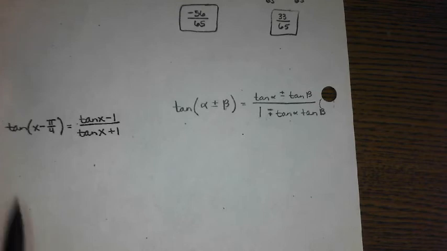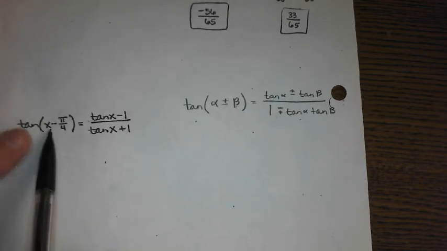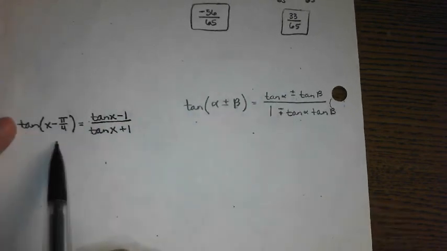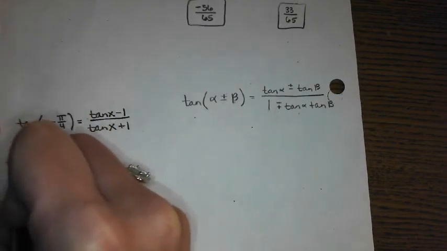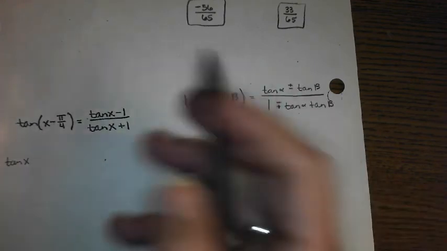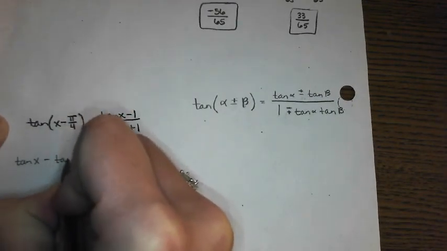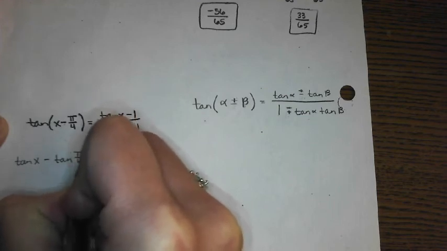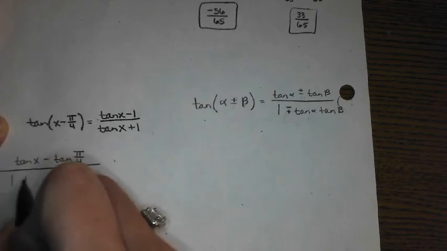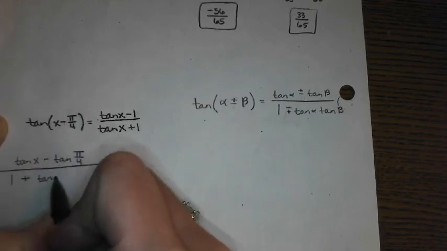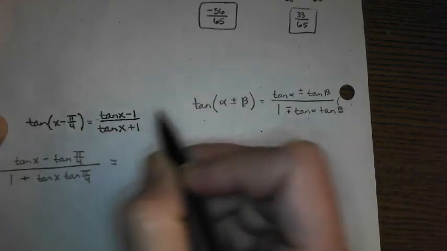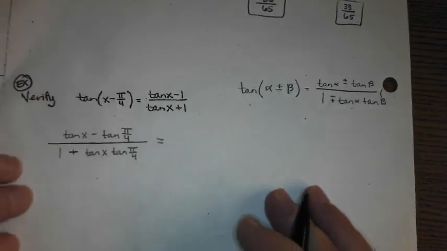So we're here to verify, and it is a subtraction alpha minus beta case. So I'm going to apply this formula to the left-hand side. So that's going to be the tangent of x. And again, we're doing minus, minus. So we're taking the bottom side, minus pi over 4 over 1 plus tan x tan pi over 4. That's my left side, which I'm going to stick with for a minute.